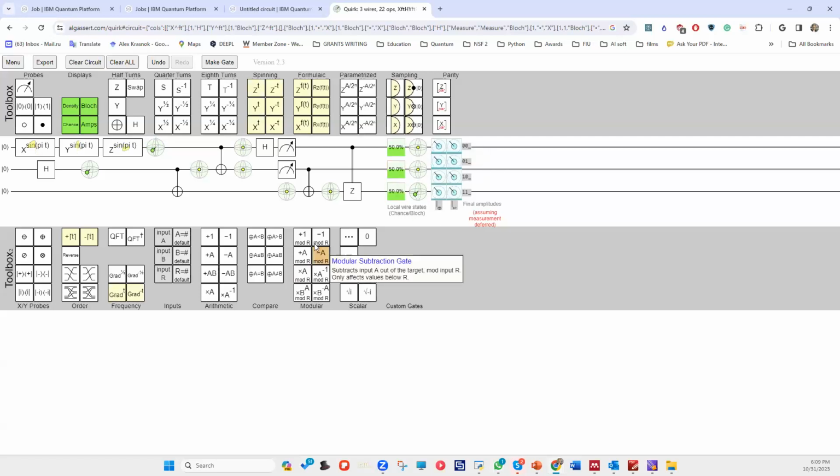All right, so Quirk is a very nice platform for simulations. One can find a nice tutorial on YouTube for using this platform. So this is basically it for today. Let me stop the recording. And thank you very much.